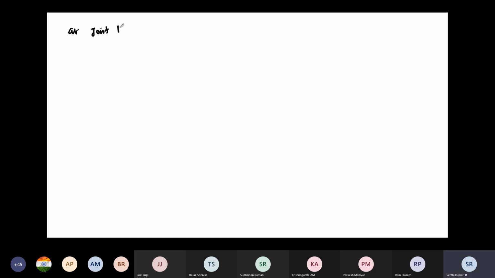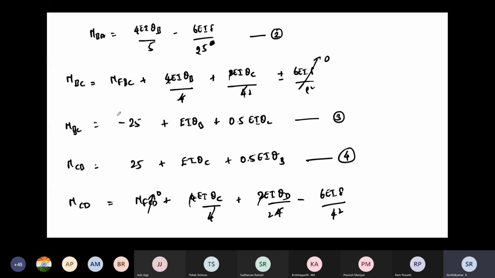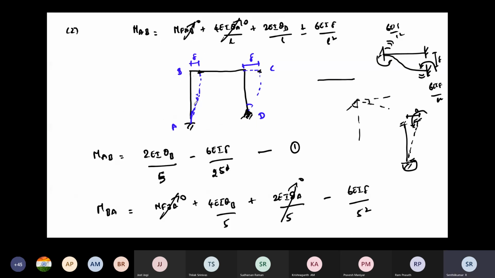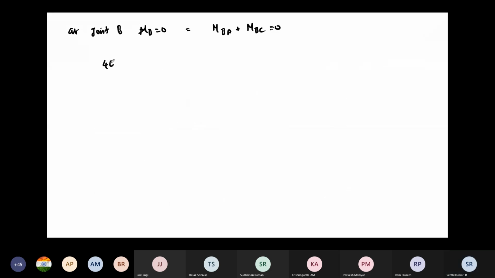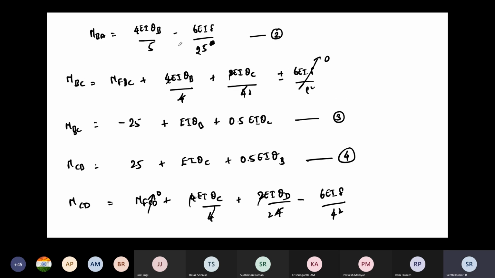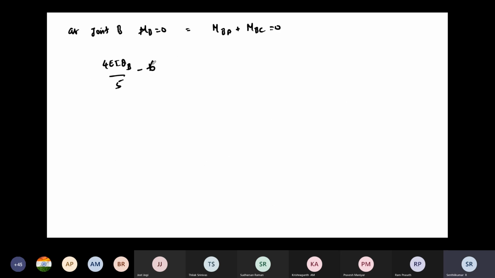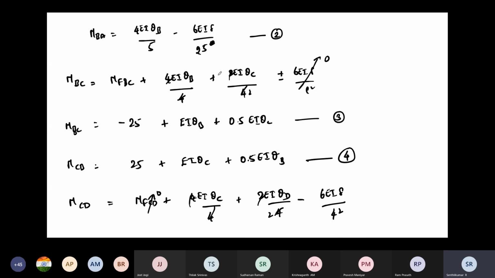Then at joint B, the moment about B equal to 0. So you will have MBA plus MBC equal to 0. So what is MBA and MBC? What is MBA? 4EI theta B by 5, minus 6EI delta by 25.